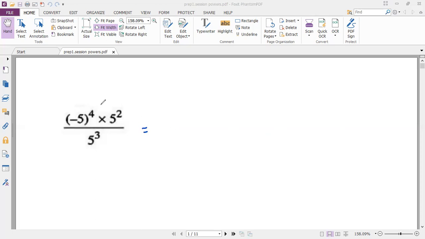I have -5 raised to the power of 4 multiplied by 5 raised to the power of 2 and divided by 5 raised to the power of 3. What about -5 raised to the power of 4? You know, -5 raised to the power of 4 is the same as 5 raised to the power of 4. Why is that? Because the power is even, and the even power cancels the negative sign. So -5 raised to the power of 4 equals 5 raised to the power of 4, multiplied by 5 raised to the power of 2, all divided by 5 raised to the power of 3.